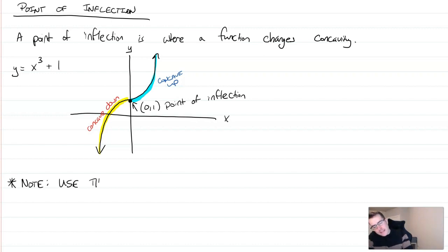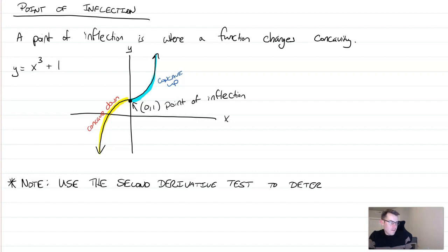Use the second derivative test to determine concavity and points of inflection.